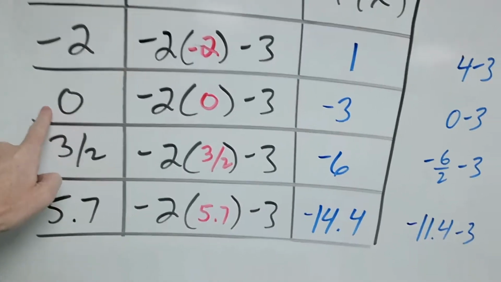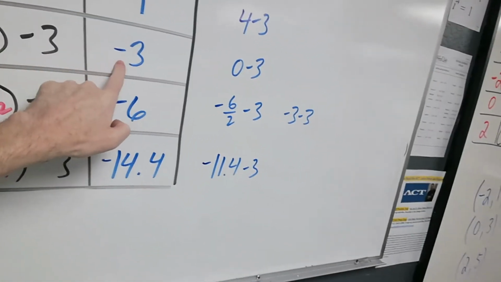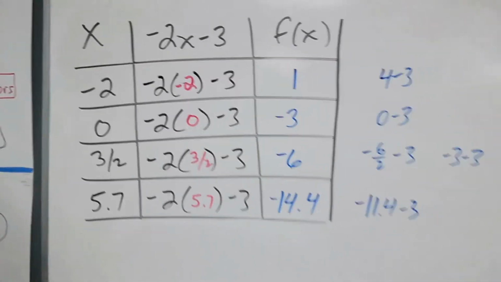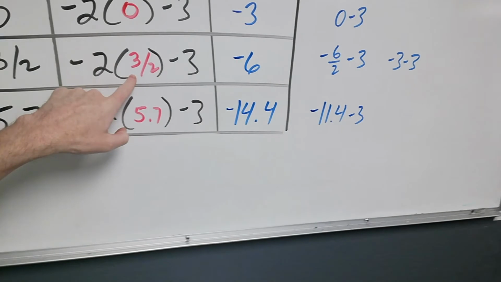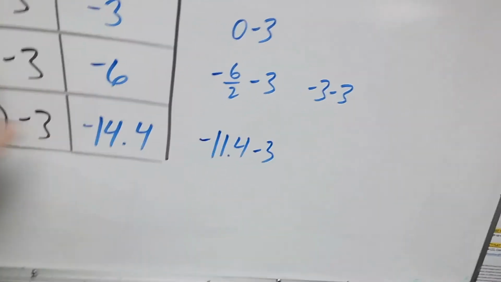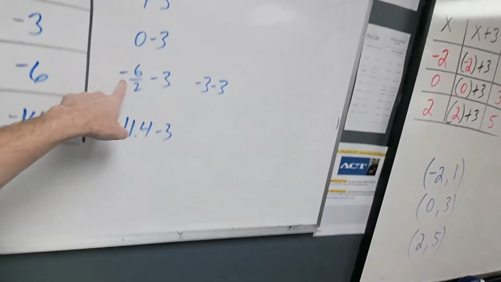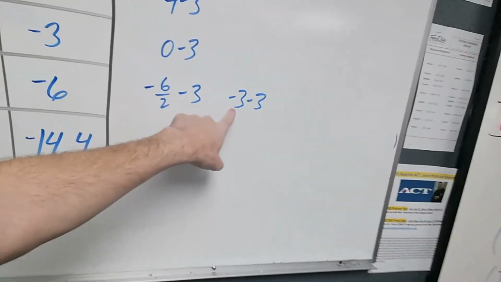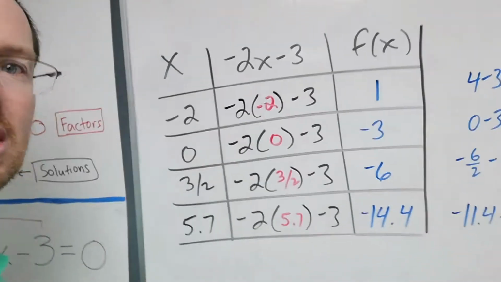And then we're going to plug in 0. So -2 times 0, that cancels out. You just get your -3. A minus 3 is a minus 3. Okay? And then over here, we're going to have a 3 halves. Plug in a 3 halves. -2 times 3 halves. Be careful over here. I did a little work. -2 times 3 halves is going to be -2 times 3, which is -6, over 2. -6 over 2 is the same thing as -3. So it's -3 take away 3, which gives you a -6. That's a little bit confusing, but take some time to look at that one.